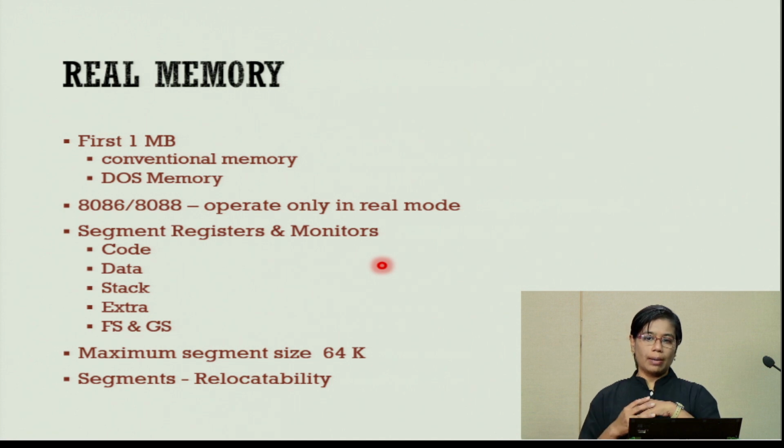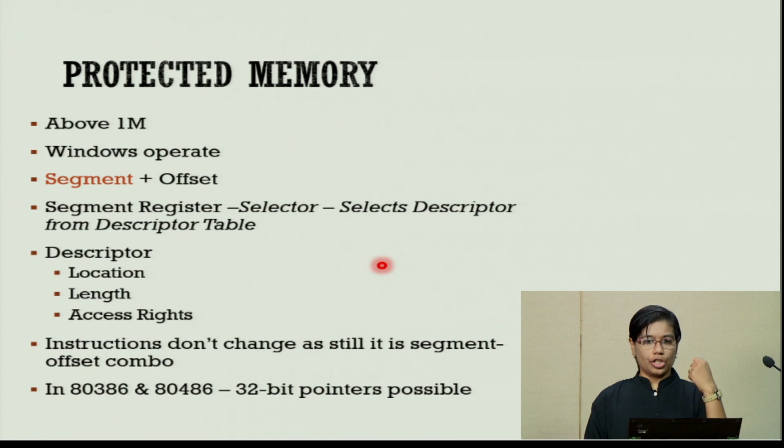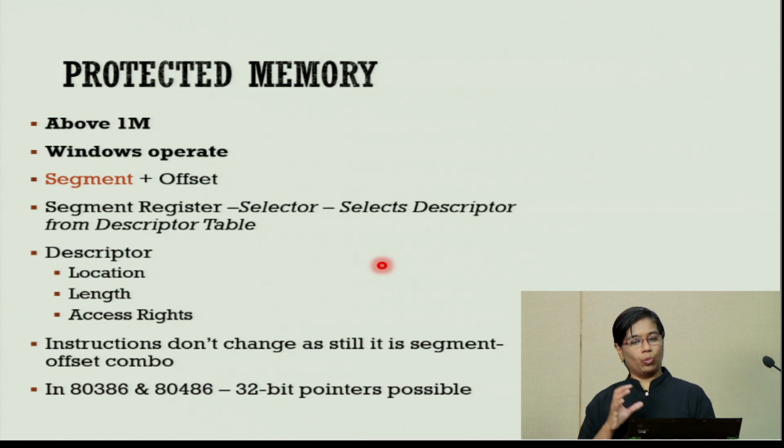If you are talking about processors higher than 286, the other mode of operation available is the protected mode. So if you want to access more than 1 MB of memory, if you want to go above the first 1 MB of memory, then you have to use the protected mode of operation. Your Windows operating system or Linux operating system, all of them work with the concept of protected memory.